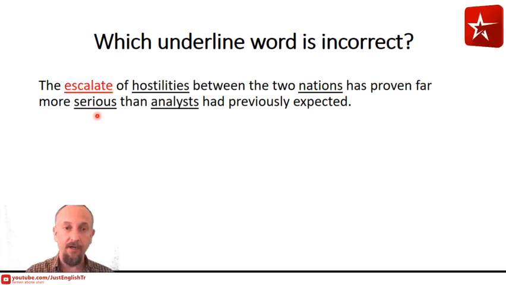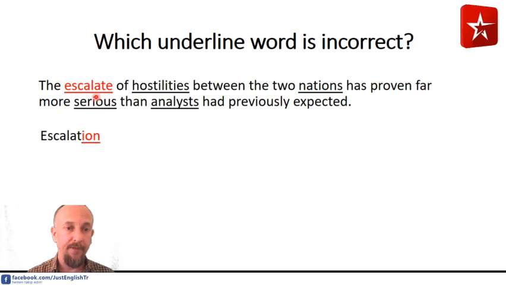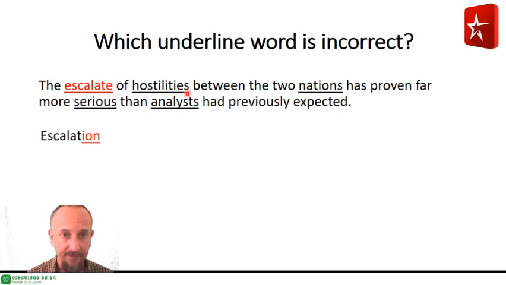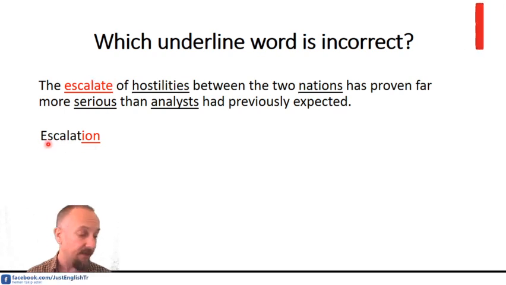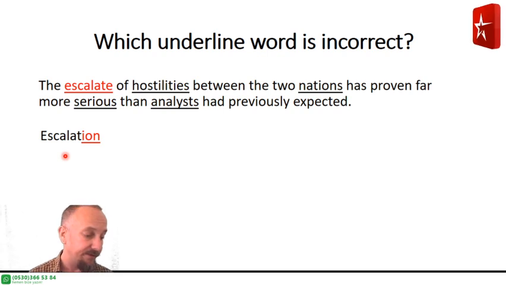Very, very good, yeah. And of course, we need to use that noun form, escalation. And if you look, we have that structure again, of. And we have a noun form here, hostilities. It's the plural, hostilities between the two nations. If we have this here, then here we need to have a noun form. So the correct answer would be, of course, escalation.